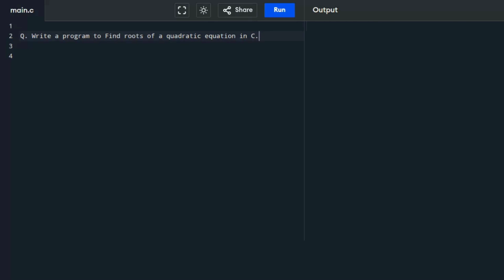In today's video we are going to write a program in which we are finding roots of a quadratic equation in C. So let's get started with the video.